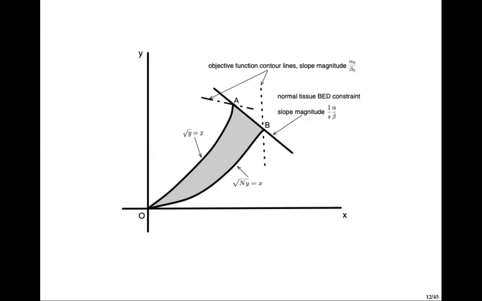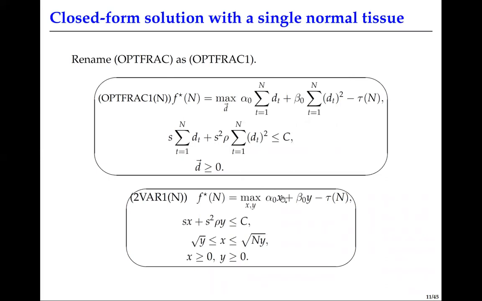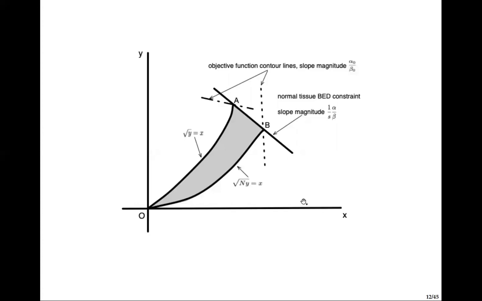And this shows me that if I look at the slope of this objective function contour line, it turns out that the slope is actually alpha 0 over beta 0. And you can figure that out just by looking at this objective function. So this tells me that if the slope here is steeper, so if alpha 0 over beta 0 is bigger than this quantity, then the solution is actually going to lie at this corner point. And on the other hand, if this is actually smaller than this quantity, then the solution is going to lie at this corner point.